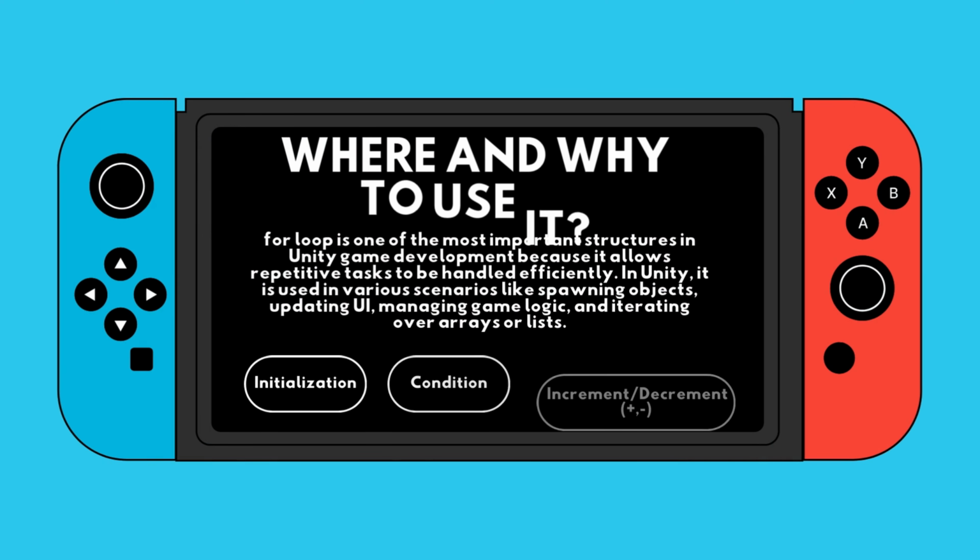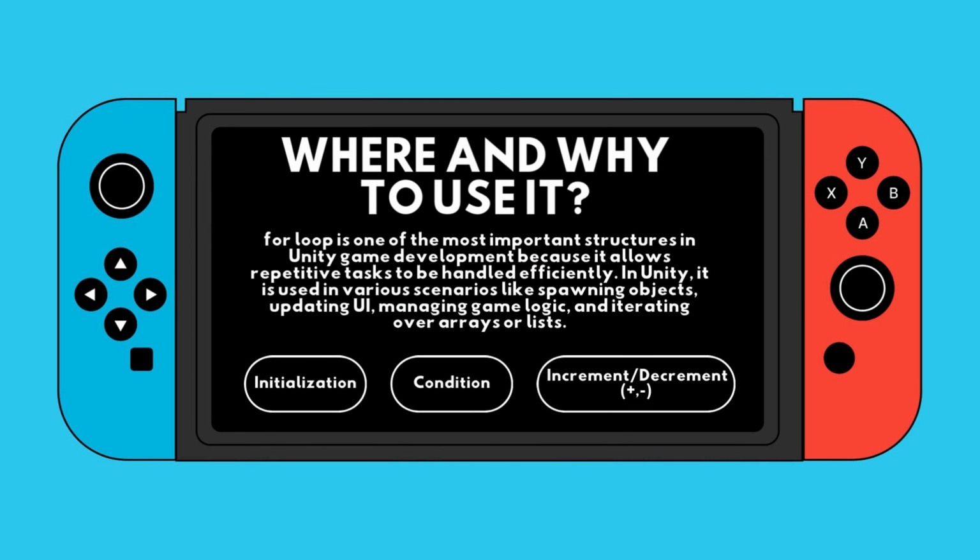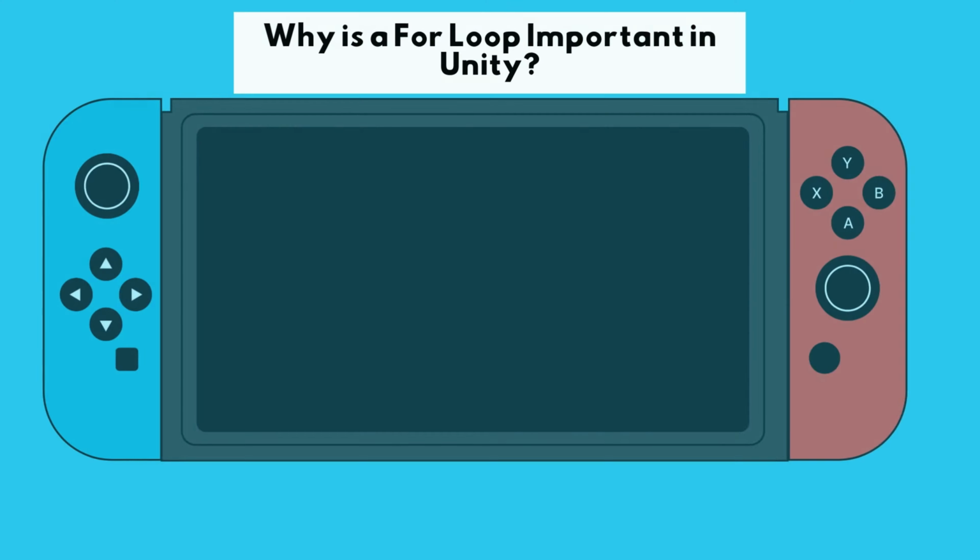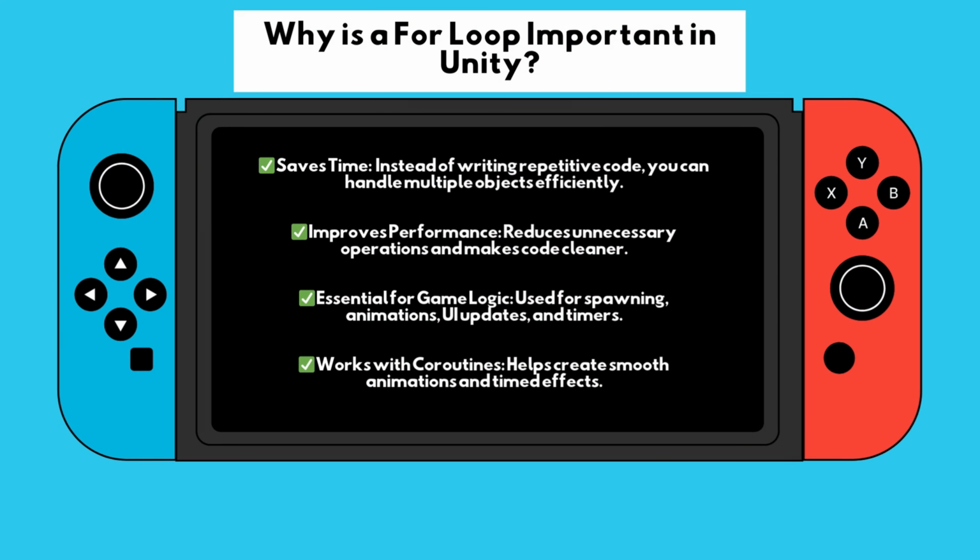Where and why to use it? A for loop is one of the most important structures in Unity game development because it allows repetitive tasks to be handled efficiently. In Unity, it is used in various scenarios like spawning objects, updating UI, managing game logic, and iterating over arrays or lists. Why is a for loop important in Unity?